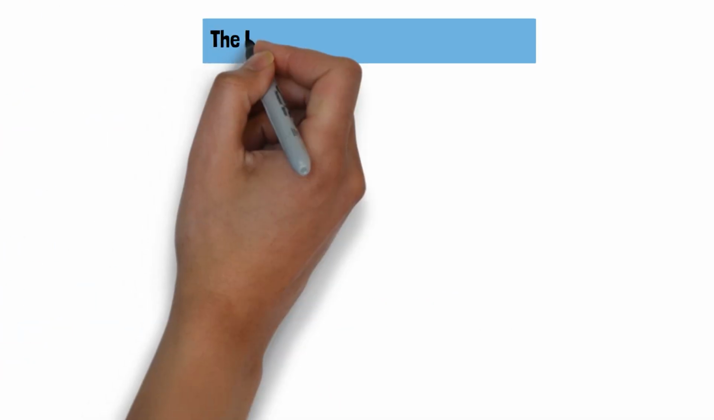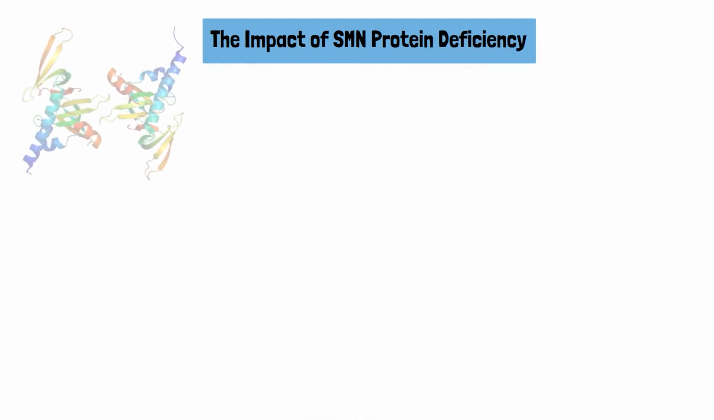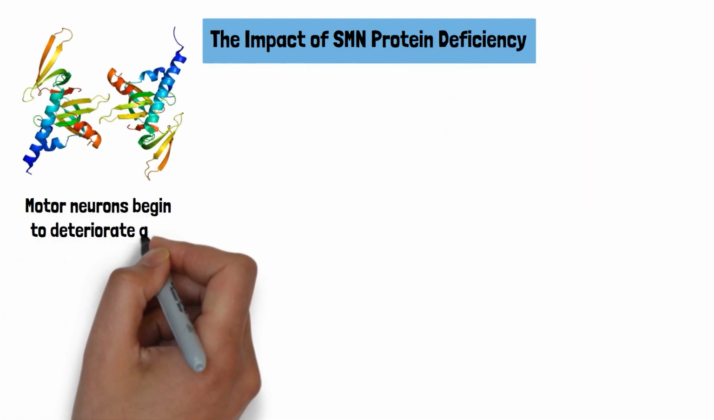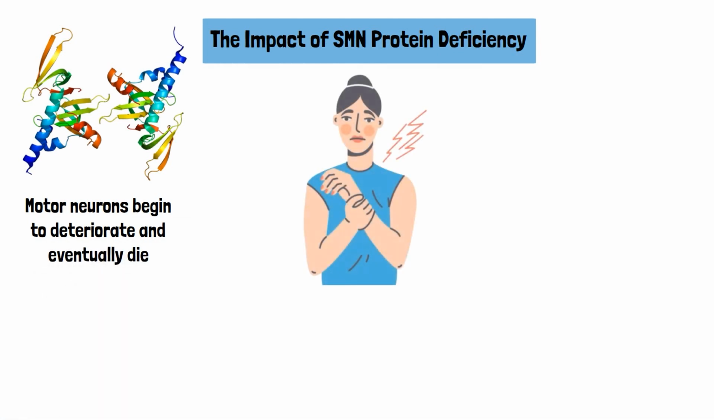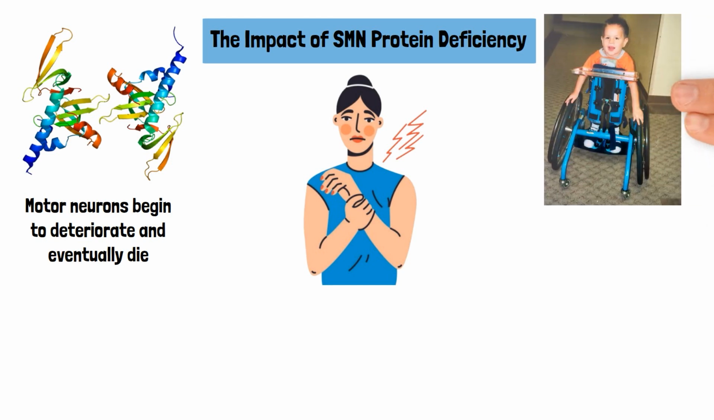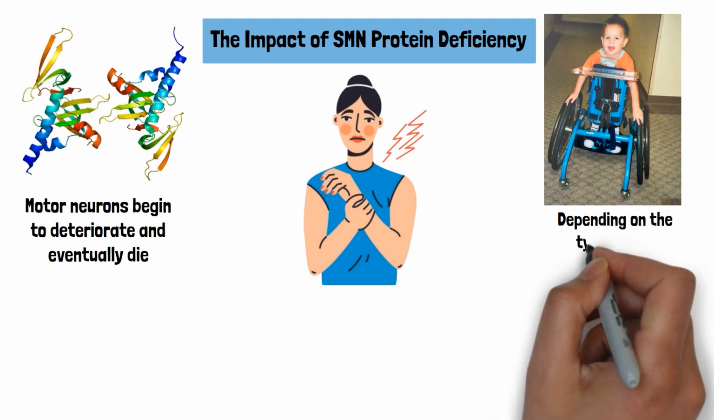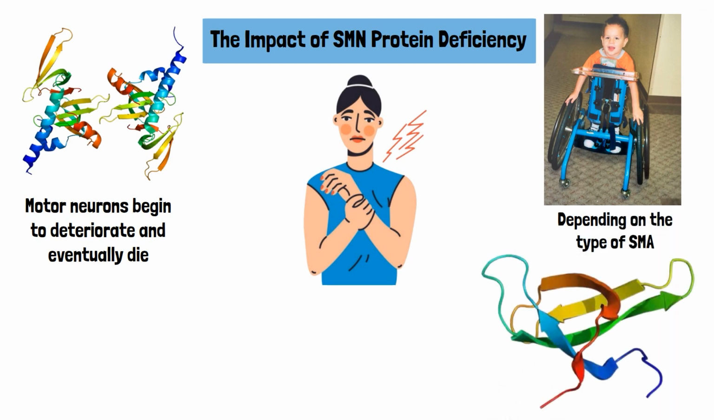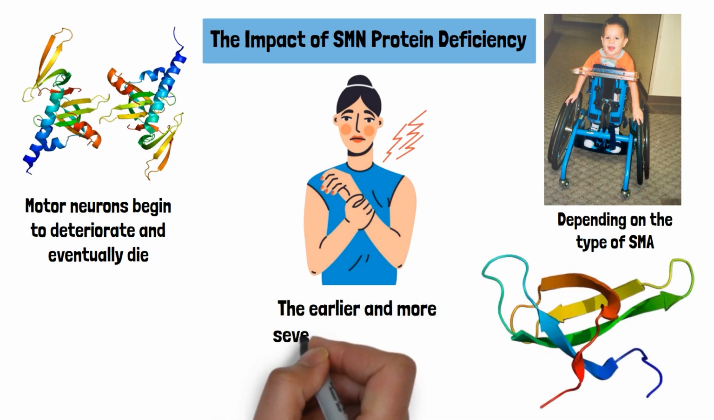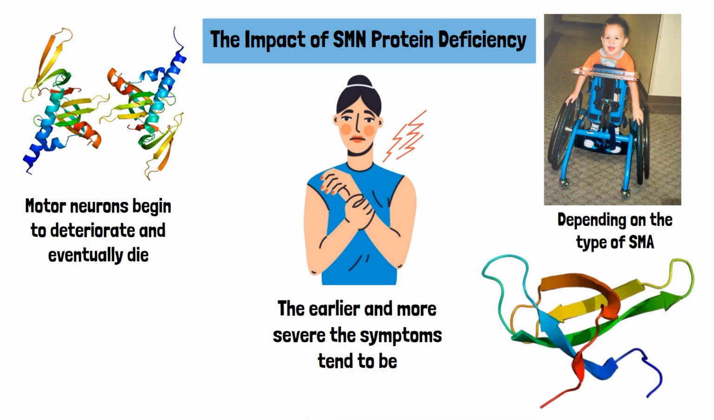The impact of SMN protein deficiency. When there isn't enough SMN protein, motor neurons begin to deteriorate and eventually die. As these motor neurons die, the muscles they control weaken and atrophy, leading to progressive muscle weakness that characterizes SMA. The severity of muscle weakness varies depending on the type of SMA, which is largely determined by how much SMN protein is produced. The less SMN protein you have, the earlier and more severe the symptoms tend to be.